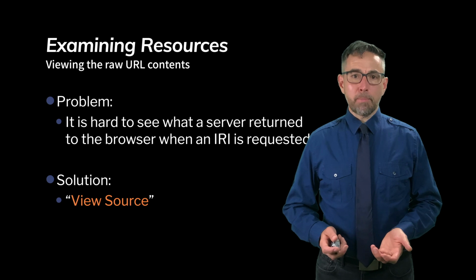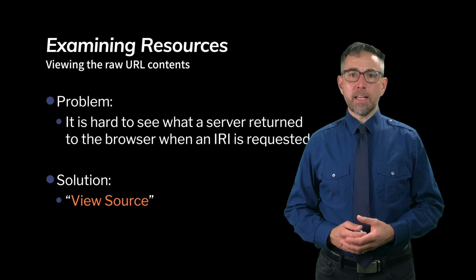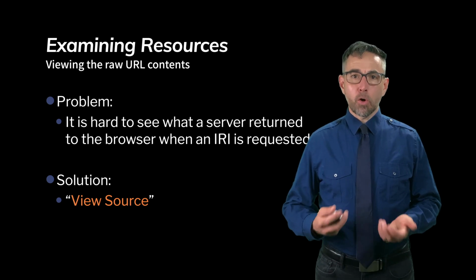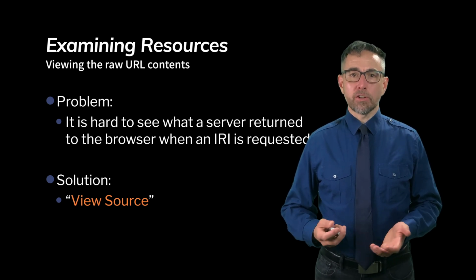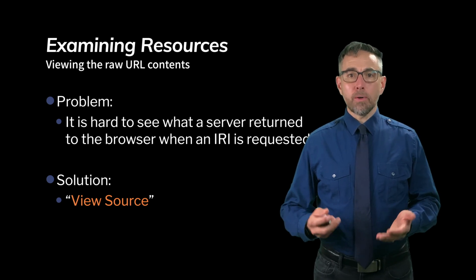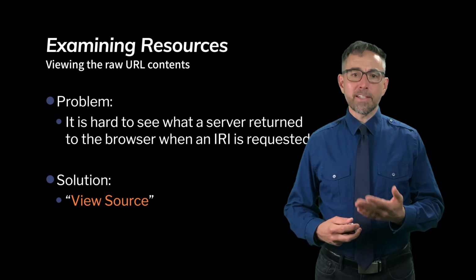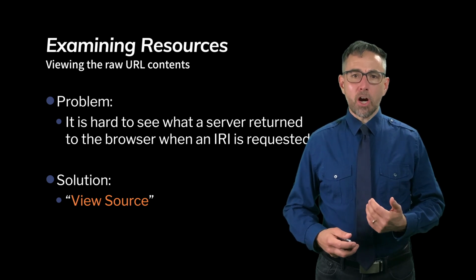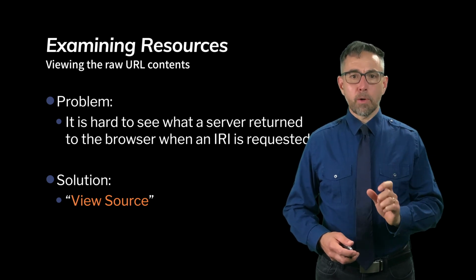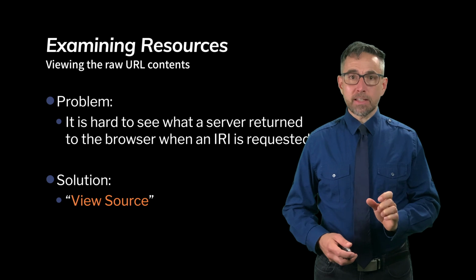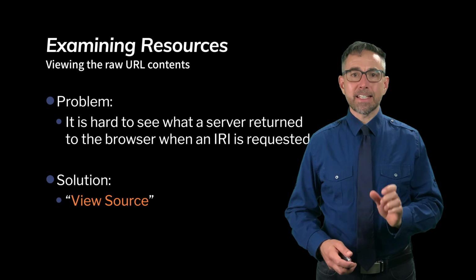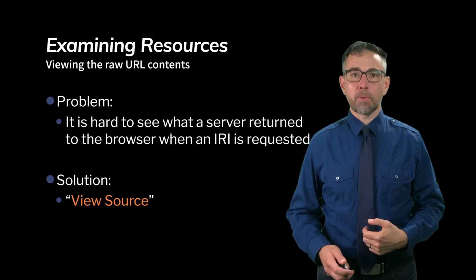The first thing that you might be interested in is seeing what information is coming back from a server when you make a request for a URL or an internationalized URL. And the problem here is that when you, as a client in your browser, request a web page, sometimes it's hard to see the raw data that's being returned by the server from your browser. And so the solution to this is to use a feature of a browser called View Source. And this will enable you to see the contents of what was returned by the browser.